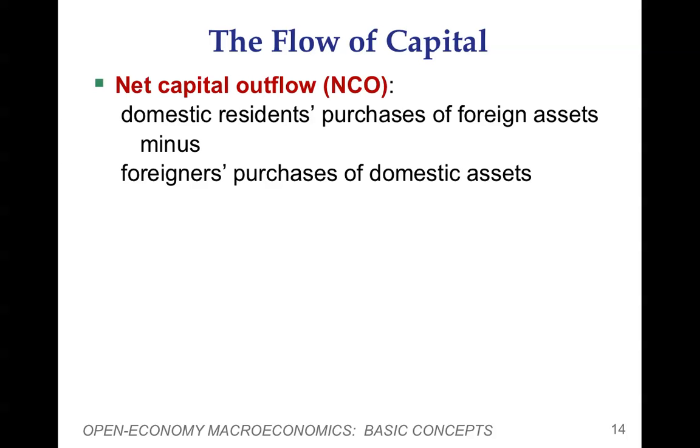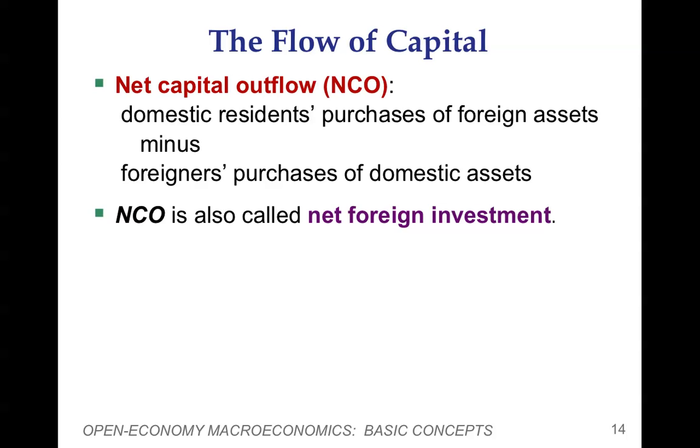So let's say I, as a domestic resident, purchase $100 of Chilean bonds, and a Chilean owns $80 worth of U.S. bonds. There is a net capital outflow from the U.S. side of $20. Now, NCO is also called net foreign investment.